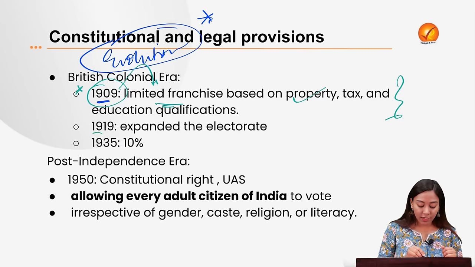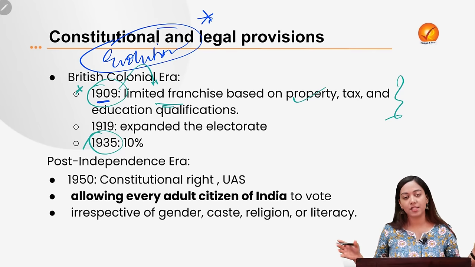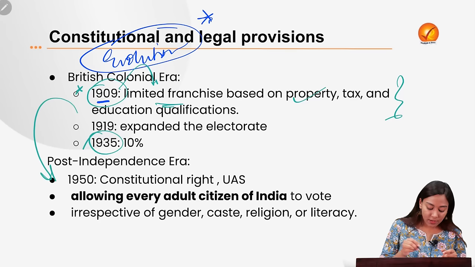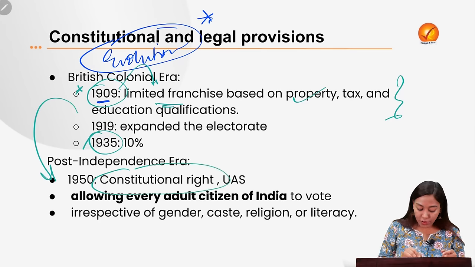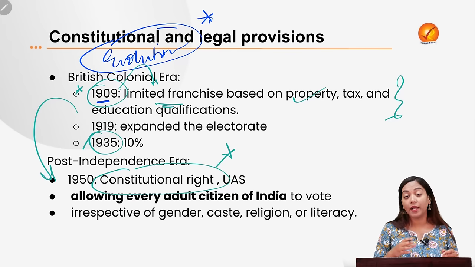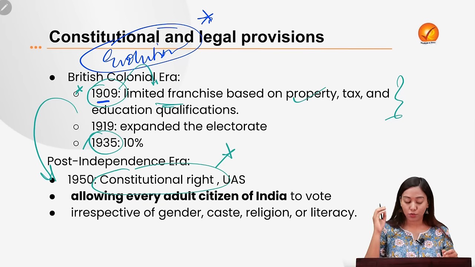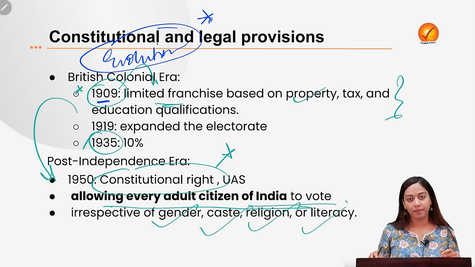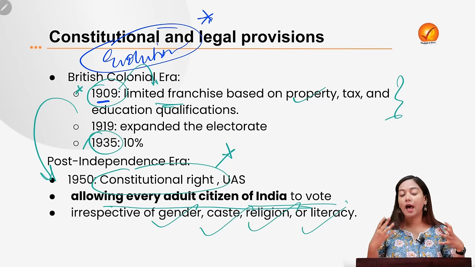Then in 1935, it called for an overall enhancement of the franchise, but it was still valid for only 10% of the total population. Finally, when we achieved independence, the Constitution gave us this right by providing universal adult suffrage, which allowed every adult citizen to vote irrespective of gender, caste, religion, and literacy. Now, you and me, the citizens of India, have the right to vote.